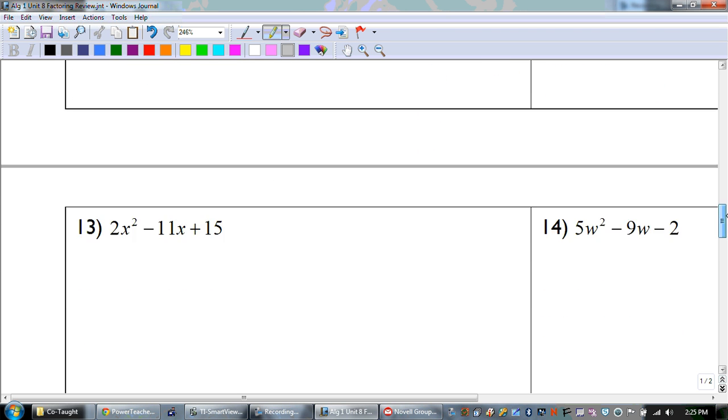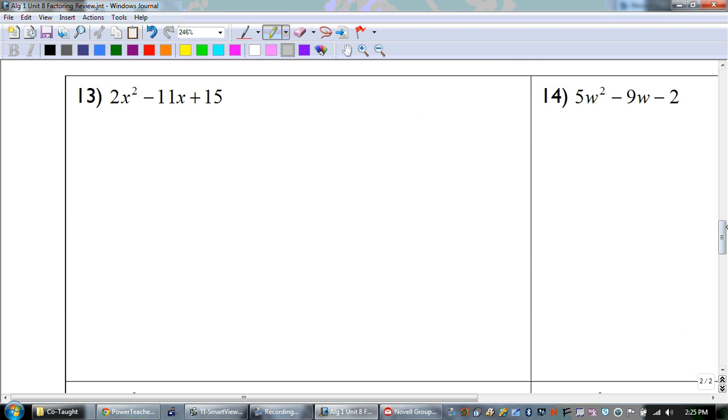All right, let's go ahead and flip it over. Number 13. Once again, always check to see if there's a GCF. And there's not. Okay, so I have to do 2 times 15, which gives us 30. So you're looking for numbers that multiply to get to 30 and add to get to negative 11.